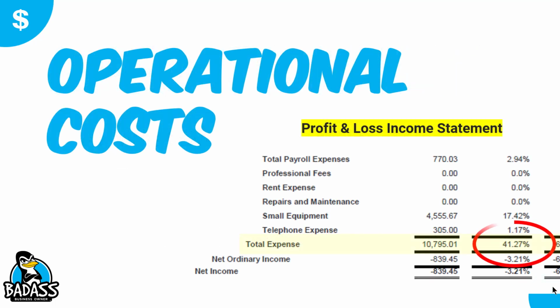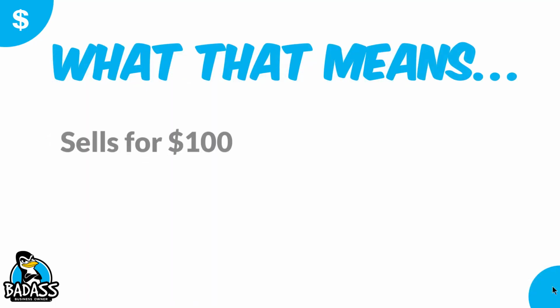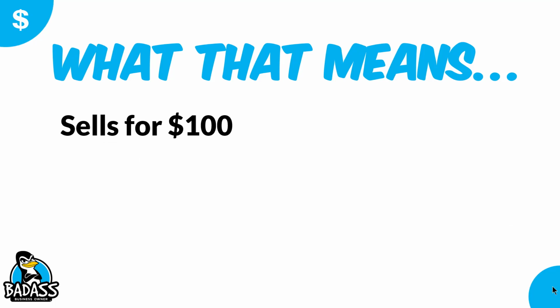Now, when you're looking at your operational costs, what you have is on your profit and loss statement, you have this line towards the bottom of all of your expenses. And tied to that is going to be the percentage that your expenses typically run. So in this example here, you can see that their expenses run about 41.27%. You can actually use that number to help determine if your markup is correct with what it is that you have been choosing. And here's an example for you.